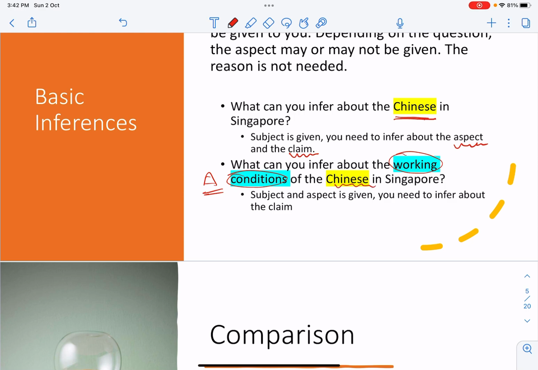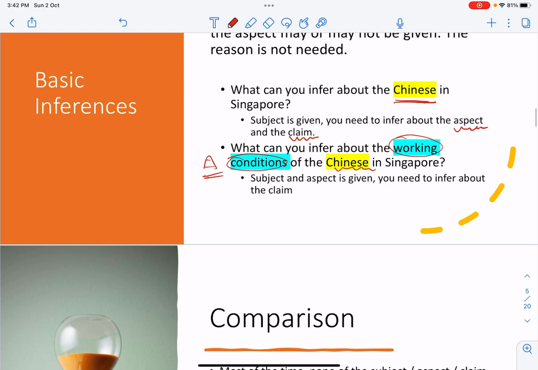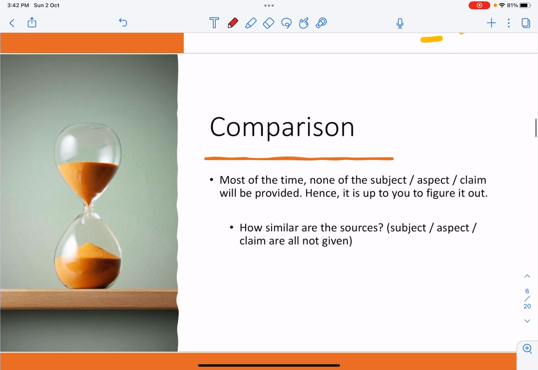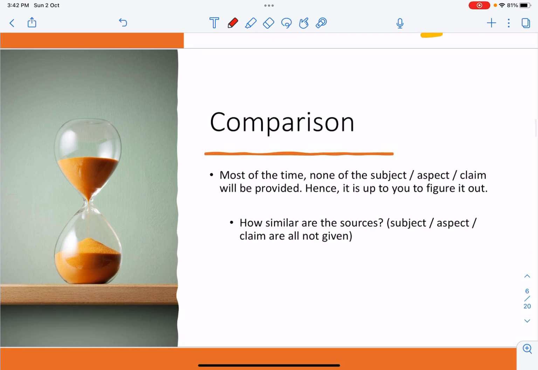Next thing, they tell you the subject. So then you need to make a strong claim about these working conditions, and you cannot just say beneficial, harmful. You must say exactly why. Now, in the next video, I will talk more about comparison.